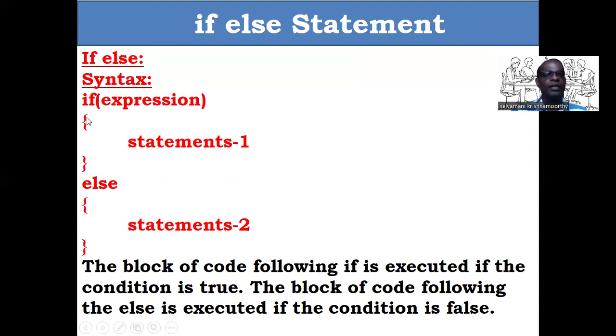Good. In some cases, if the expression gives false, statement 1 following if will not execute. Statement 2 following else will execute. True means statement 1 executes, statement 2 will not. False means statement 2 will execute, statement 1 will not. The block of code following if, that is statement 1, is executed if the condition is true. This expression is the condition. The block of code following else, that is statement 2, is executed if the condition is false. Very simple. Is it clear?